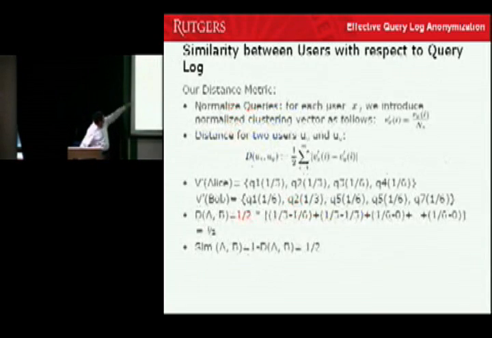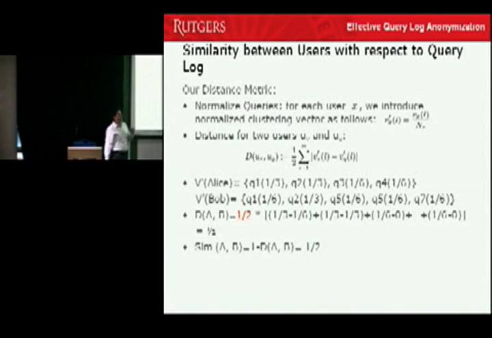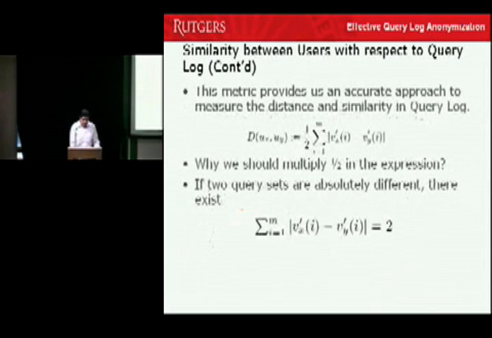And then for Bob, same thing follows over there. I have 1 query for Q1 and so on. So it's fairly obvious. And if you take the absolute difference, you'll get something, and you multiply it by half. I'll tell you why. But effectively, you end up with the distance being 0.5 between Alice and Bob, and the similarity is also 0.5. So now, why the half? Basically, if you think about it, think of 2 users who are completely independent.